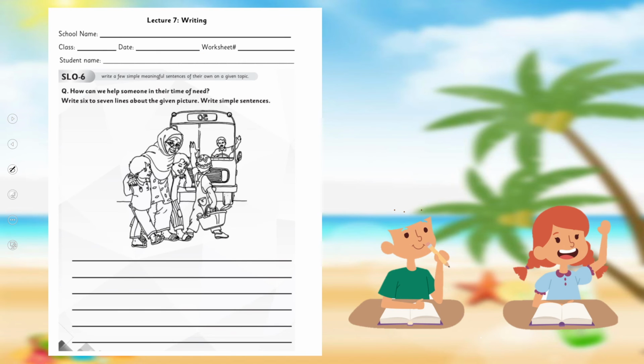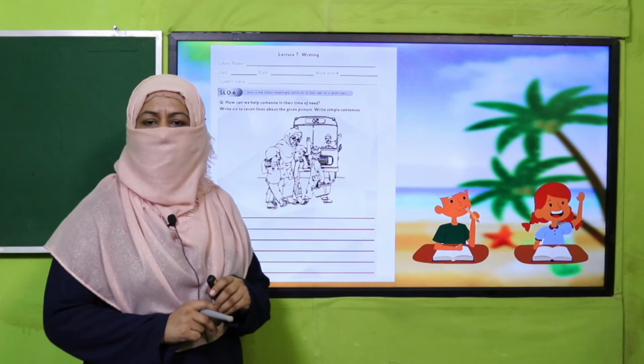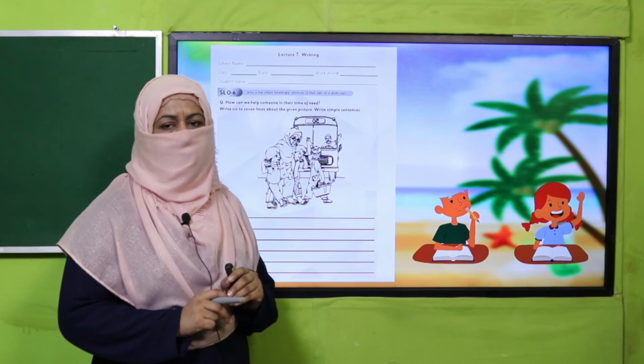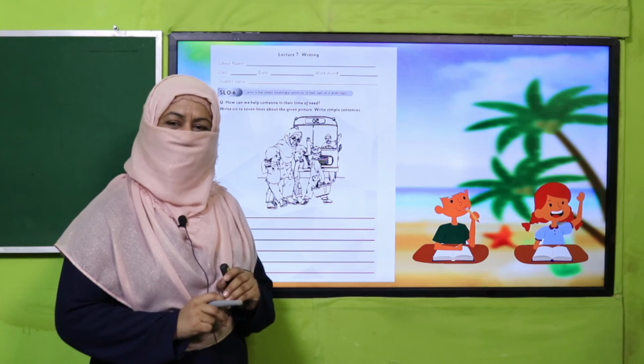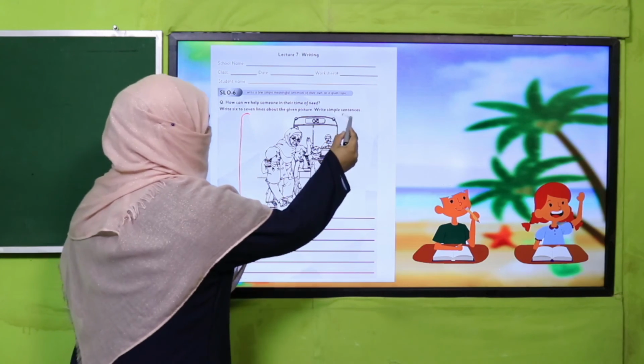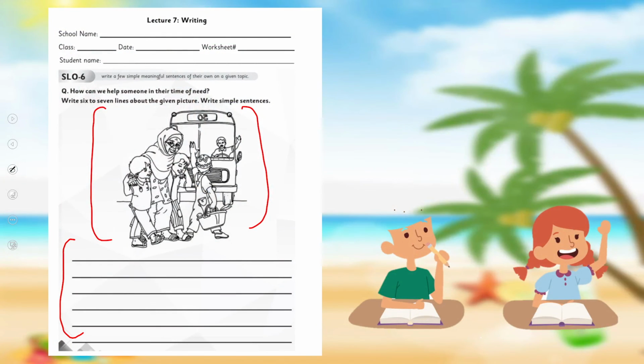My dear fellow teachers, this worksheet, lesson plan, PowerPoint presentation links are given. You may click it, download it, and kindly provide printed worksheet to students for practice. And my dear children, you will look at the picture and you will write a few simple sentences about this picture over here.